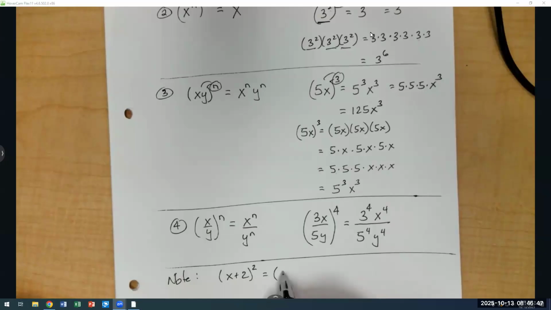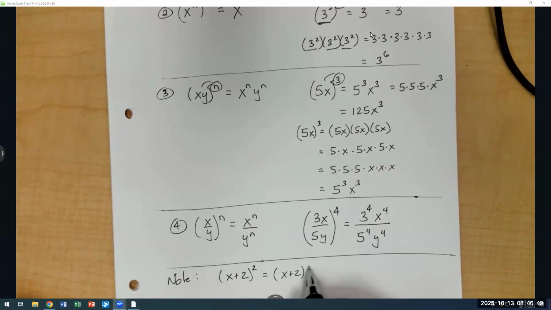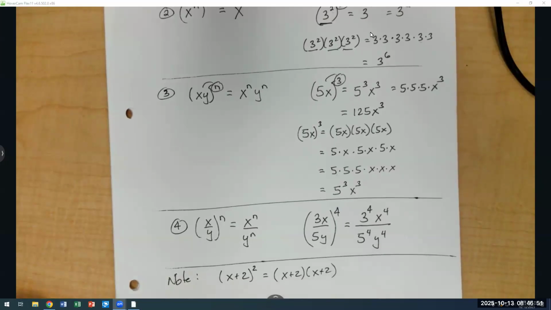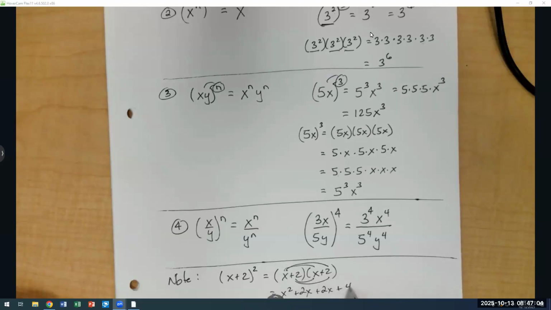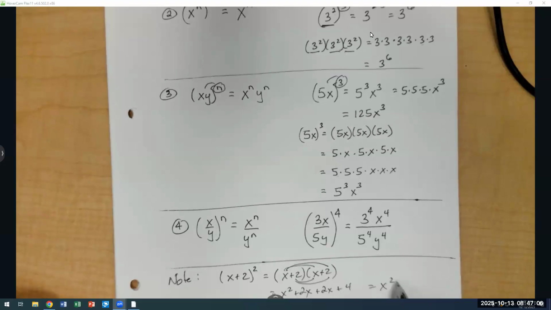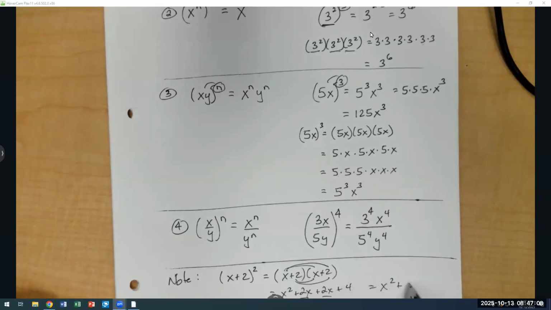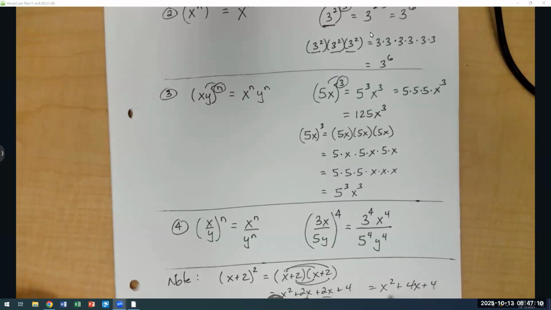What this would give us would be x plus 2 times x plus 2, which means we'd have to multiply them out. X times x gives me x squared. X times 2 gives me 2x. 2 times x is 2x. 2 times 2 is 4, which would give me x squared plus 2x plus 2x is 4x plus 4. And we'll cover that later on, so don't worry about that. We'll cover that later.